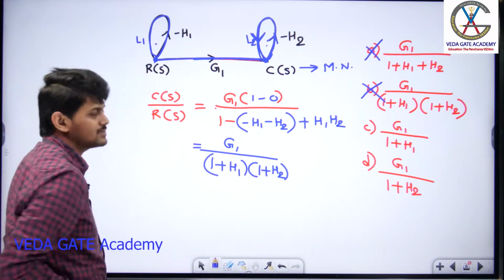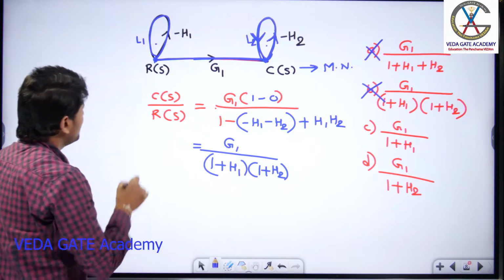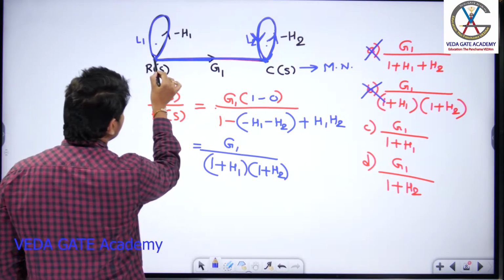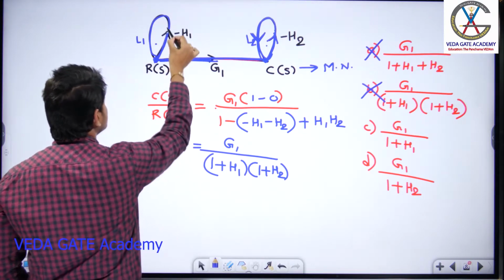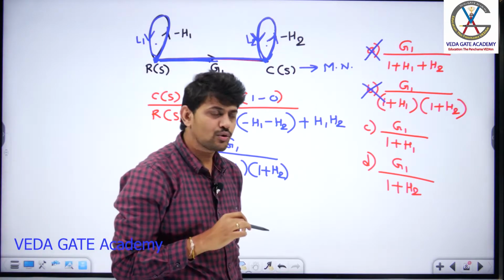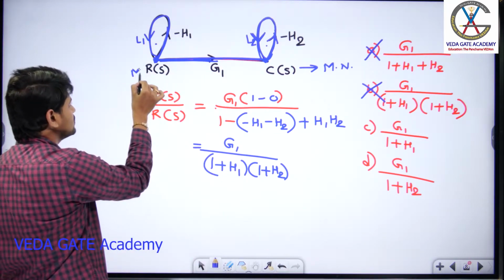Now if you consider this one, I can say this is R of S. R of S also has, if you look here, this is an outgoing branch, whereas this is incoming. So it also has both incoming and outgoing branches. So R of S is also a mixed node.